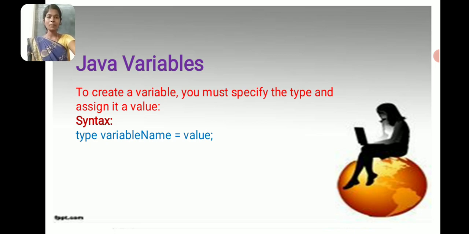In the first part we mention the type, then the variable name, then the equals sign, and then the value. At the end of every initialization or declaration we must mention a semicolon. This is the complete declaration and this is the complete initialization. Without the semicolon, it cannot be accessed.